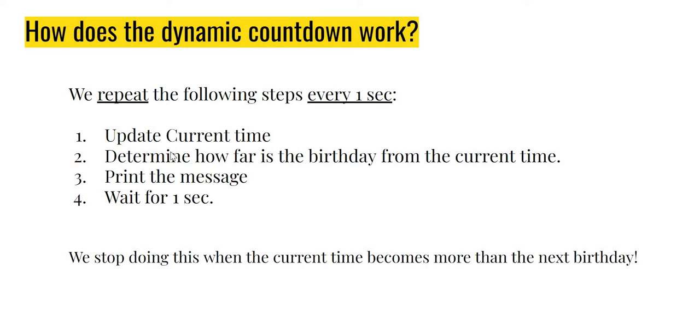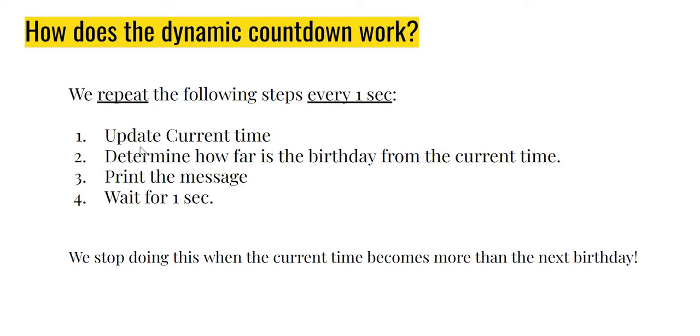Now we are in a position that we can start writing our dynamic countdown. But before I write any code, I want you to take a step back and ask yourself what exactly is going on in the dynamic countdown. Remember, the dynamic countdown is working by telling us again and again how far the birthday is, and the time keeps getting updated. If you really dissect this down, really what we are doing is to repeat 4 steps every 1 second. And what are these 4 steps?